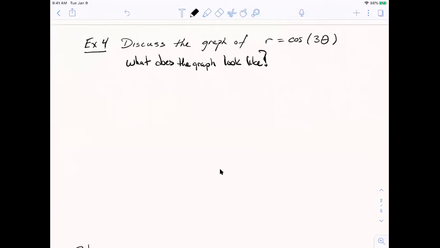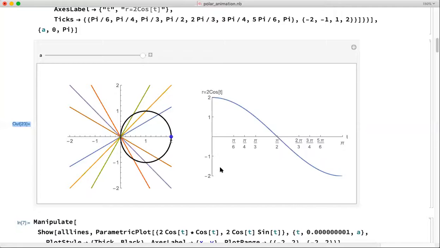What does this graph look like? I'm going to try to talk you into answering questions like this using Desmos whenever you can, but I'm going to switch over to Mathematica and try to answer it just by having it draw it for me.